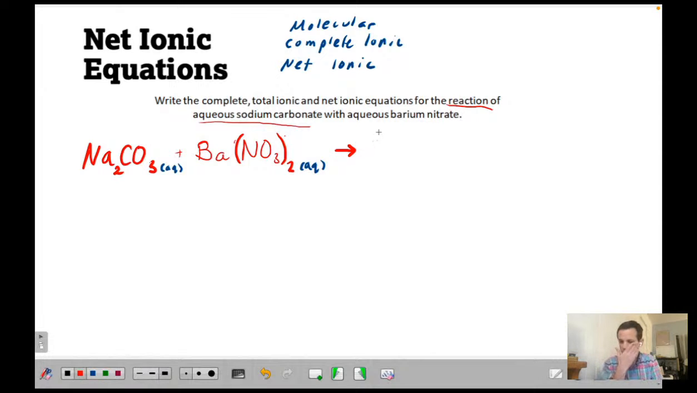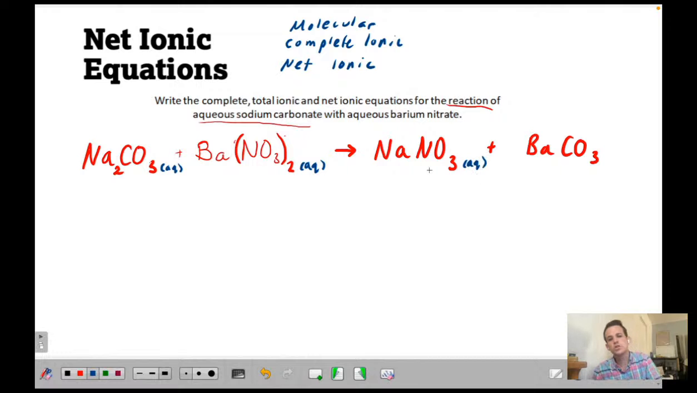And then this looks like a double displacement reaction. So essentially we're going to see the anions and the cations trading partners. So we have NaNO3 and barium carbonate. Now, they don't tell us if these are aqueous or solid. For some, we should know though.